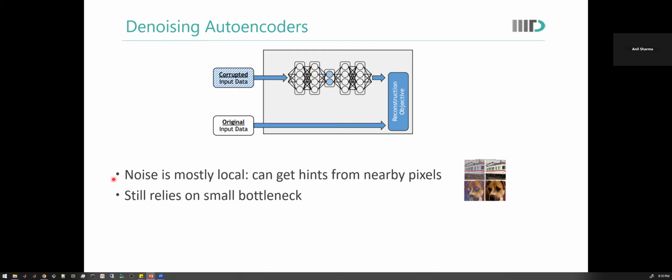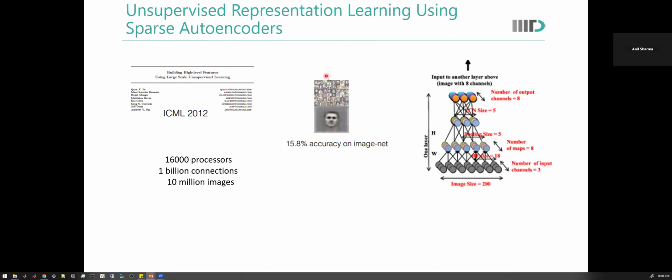Okay, so mostly in these cases, the autoencoder was getting good accuracy where the noise is local, so it can get hints from the nearby pixels. So for example, if we have this high quality image, and this is the corrupted image, from the nearby pixels we can get the information on what that pixel should contain. Okay, so that was the main thing, and it still relies on the small bottleneck. So this is the part where the autoencoder keeps most of the information.